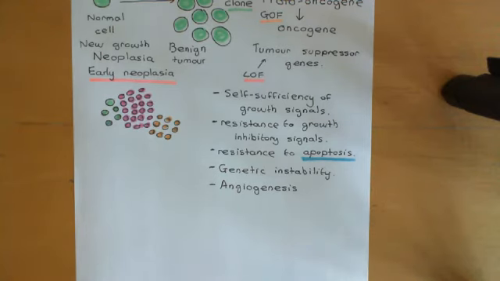Okay, right. So I'll add that one there. Okay, right, so this is this gradual evolutionary process. You're gradually making these new clones of cells that have more and more of these dangerous phenotypes.